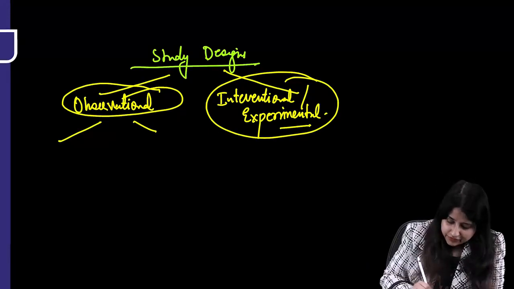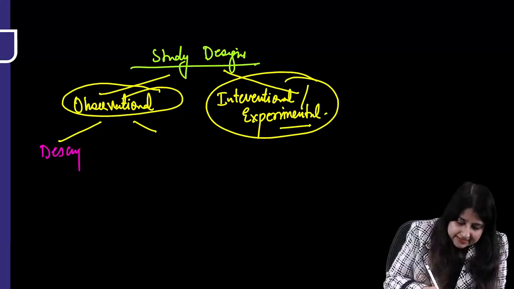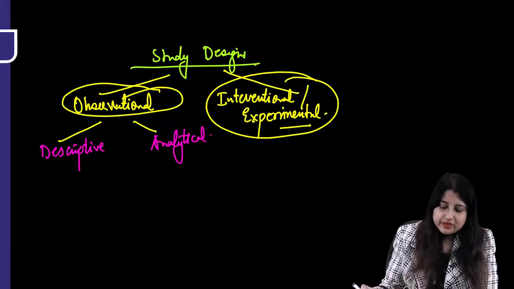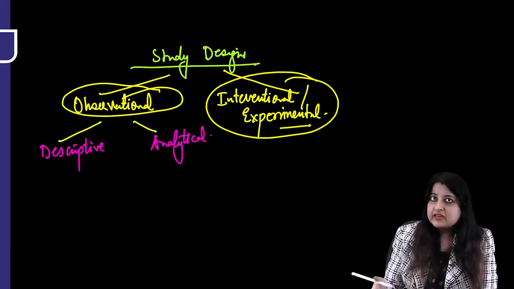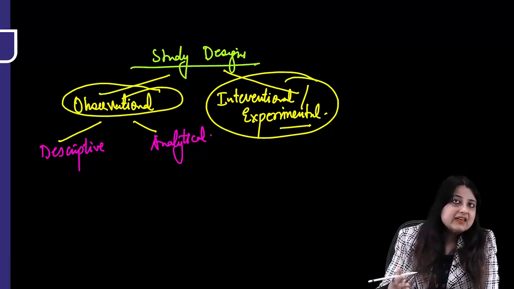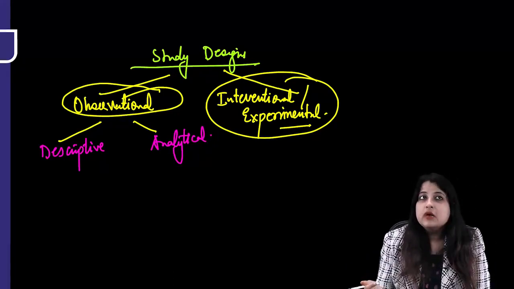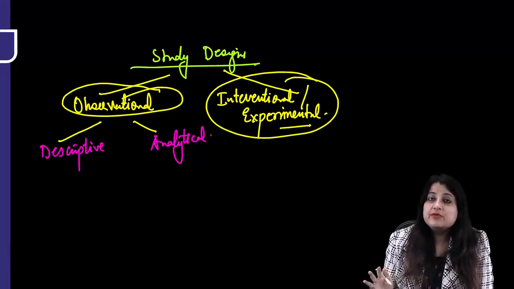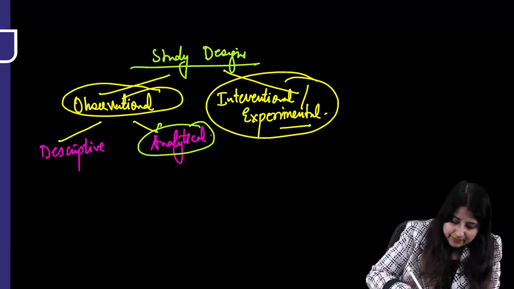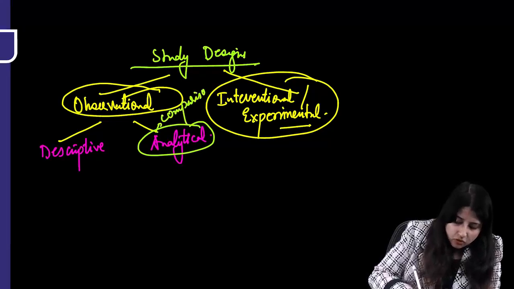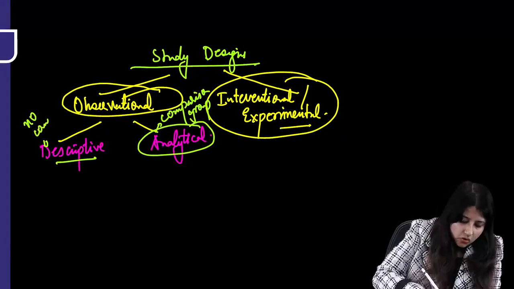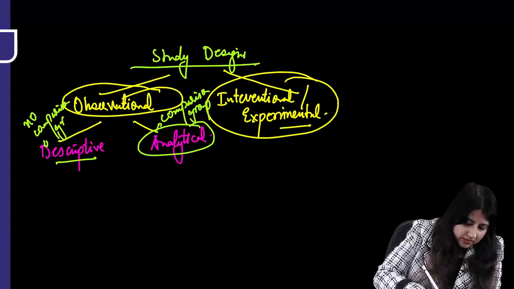In observational, it is further divided into two halves. What is it? Descriptive and analytical. Now, what is this descriptive and analytical? When you met the person, your parents ask you, how was the person? So, you describe. And then the second question that your parents ask is, was that person better than the previous one you've met? So, they start comparing. So, in analytical, we compare. There is always a comparison group. In descriptive, there is no comparison group.